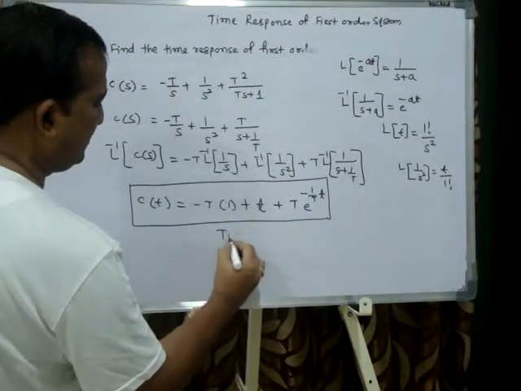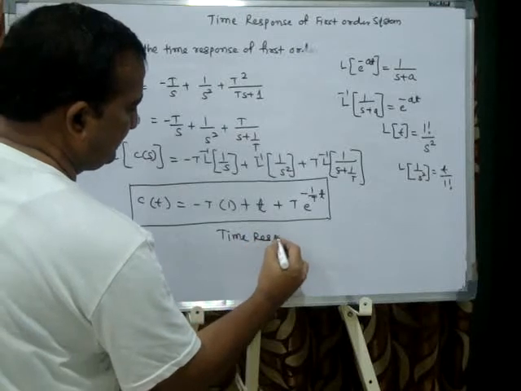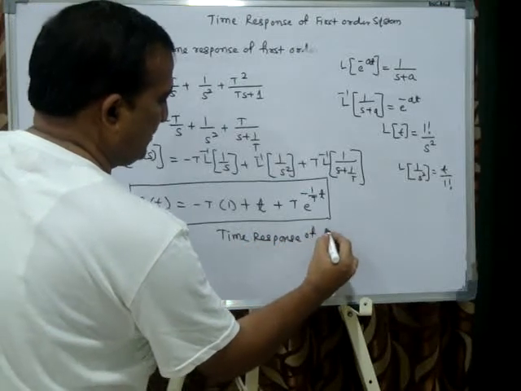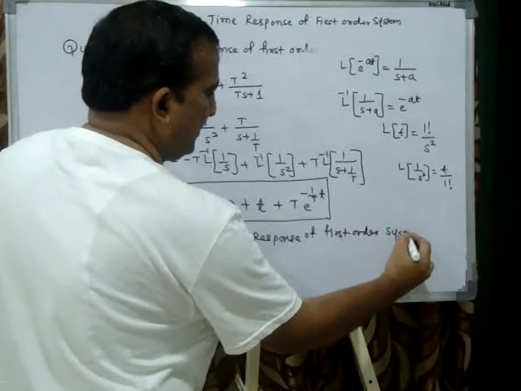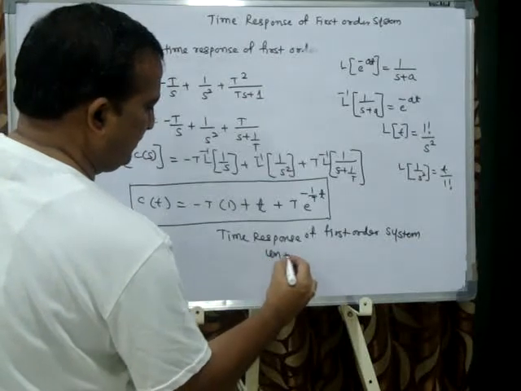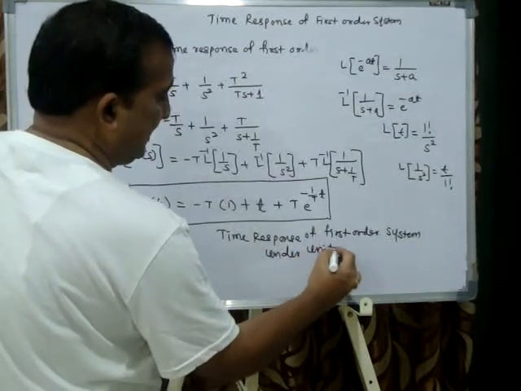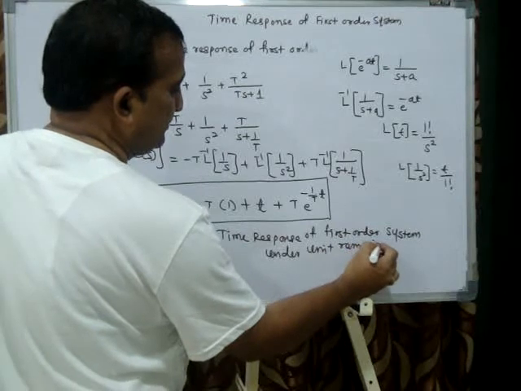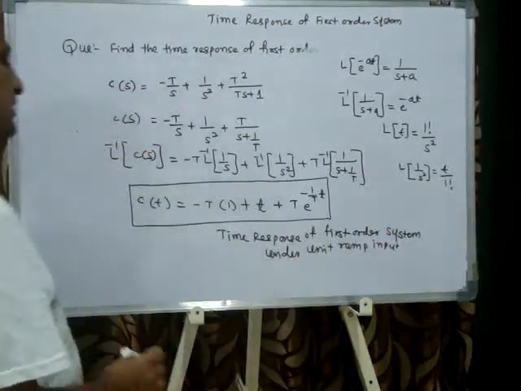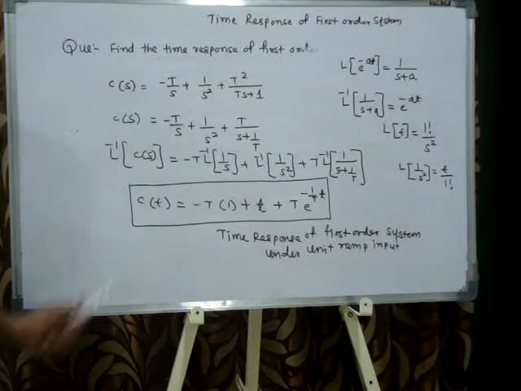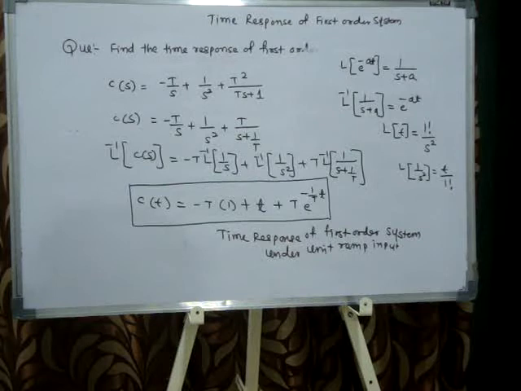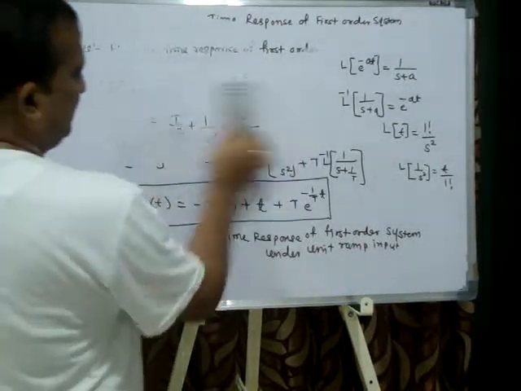the time response of a first order system under unit ramp input. Now we will draw a graph of this c of t response, the output, the time response. Now we will draw a graph.